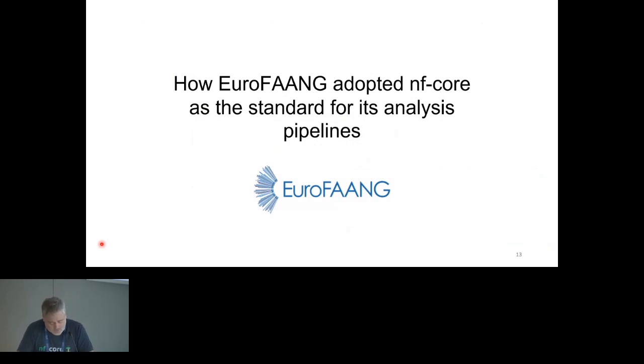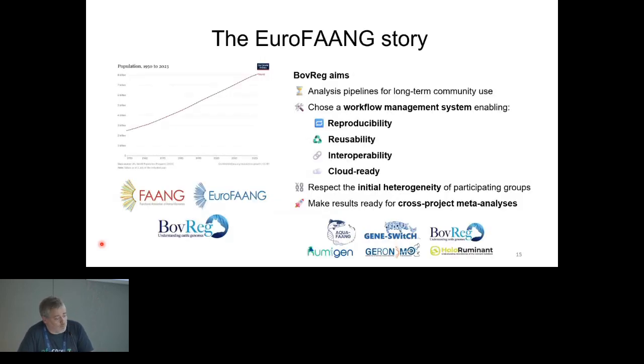So I was part of Eurofund, and I will explain now how Eurofund adopted NF Core as the standard for its analysis pipelines. This plot here is just to show you that in 2050, the world population will reach 9.2 billion persons. And of course, we have to find ways to feed them. And this will only be possible if we find technical ways of doing this to increase production, and with genomics.